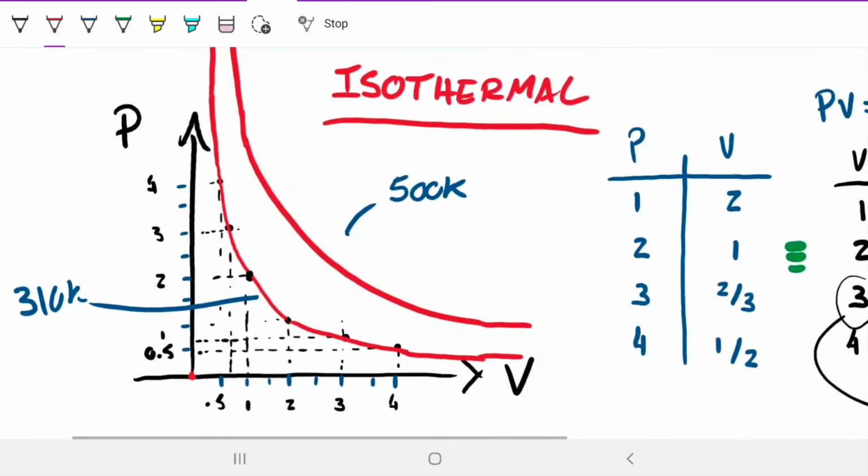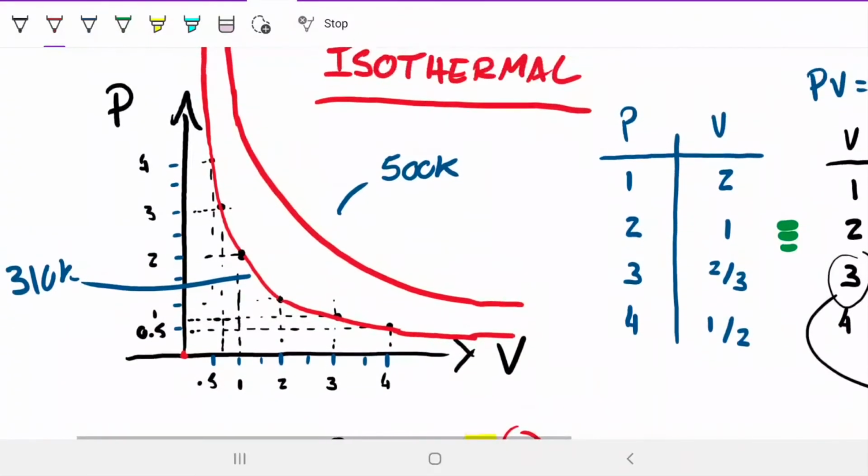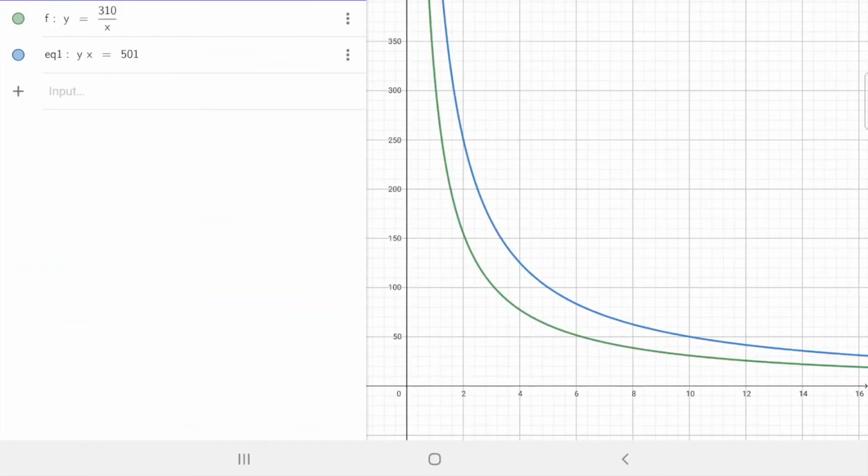Okay, and let's jump into another app in which we can plug these equations in. Here we are, and you'll see on this app that I've plugged in the two ways that we just talked about. So I said that x times y equals 510. Note that I'm ignoring mass and R just for the sake of argument. And over here, instead of y times x equals 310, I'm just doing y equals 310 divided by x. Exactly the same thing.